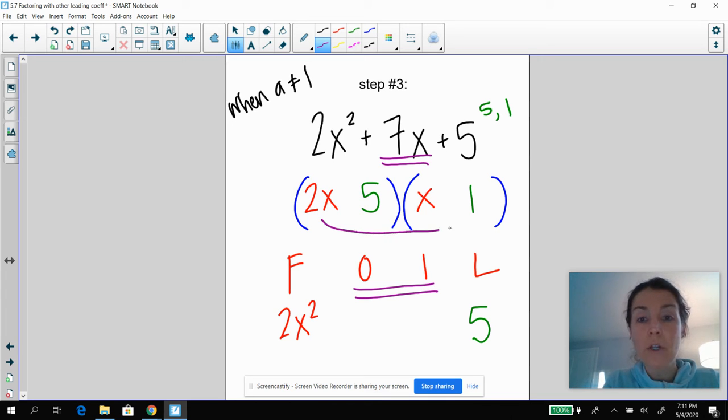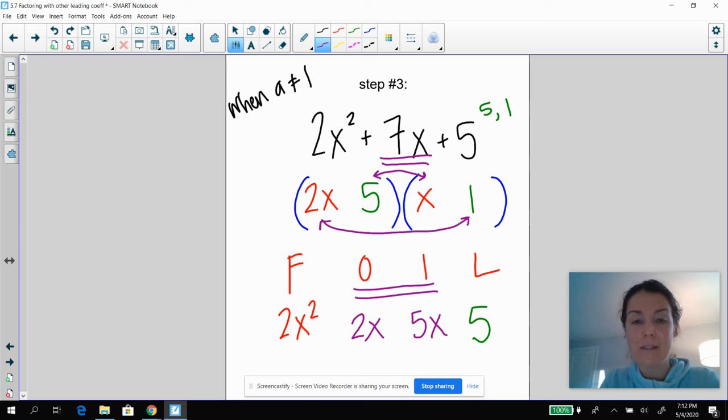My outer 2 terms are going to be 2x times 1, which is 2x. And my inner 2 terms, which are 5 times x, which is 5x. Is there any way that I can combine those 2 and get a 7x? Yeah, if I add them together. So this winds up being the final answer to this factored problem. I know it seems a little tricky, but we're going to try another one together.